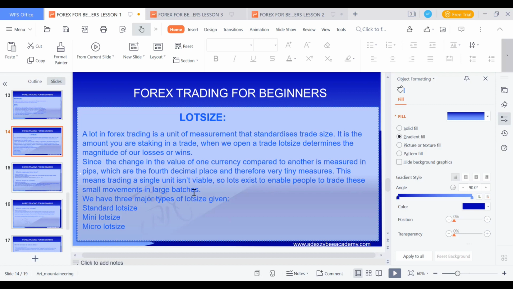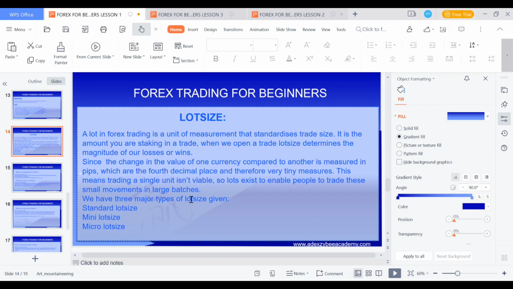Do you understand? A pip is a very, very small change in price. Just imagine you're buying $1 and it moves 0.0001 in your favor. How much is 0.0001? That's very, very small. So now lot size can actually make you maximize that 0.0001, which is 1 pip. You will understand it better as you proceed.